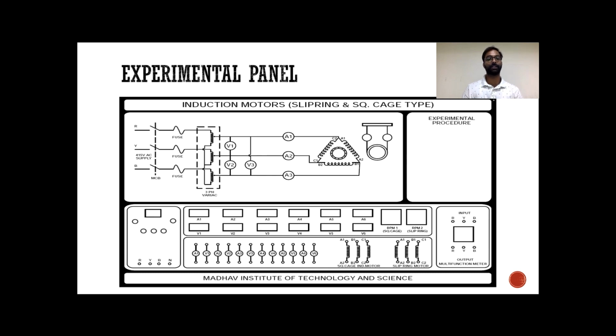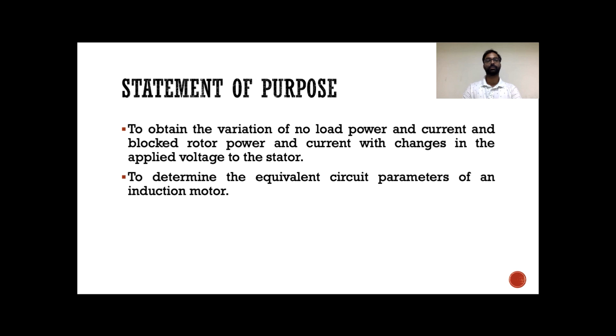Okay, coming to the experimental setup, this is the experimental setup on which we are going to perform the experiment. So in this experimental setup, as you can see, A1, V1, A2, V2 are the ammeter and voltmeter terminals. These are AC ammeter and voltmeter, as we are going to perform the experiment for a 3-phase AC machine. So this panel we will also see in the later part of the video while we are performing the experiment, and we will make the connections as per our connection diagram in this panel and obtain the readings in the video.